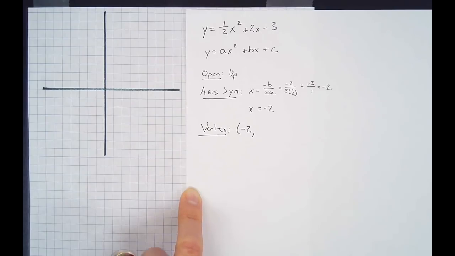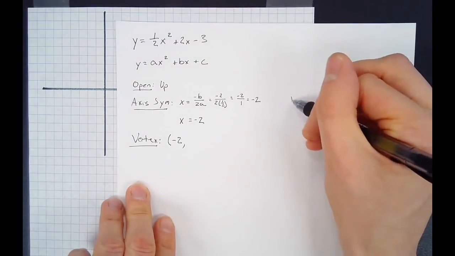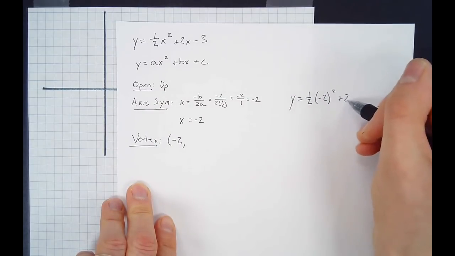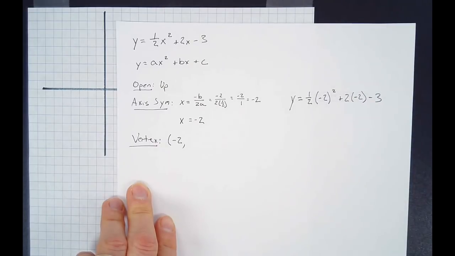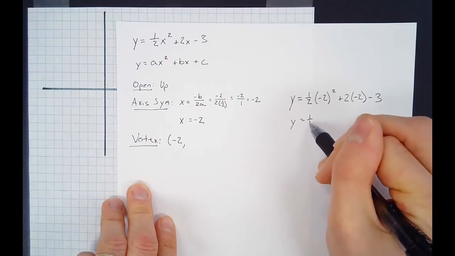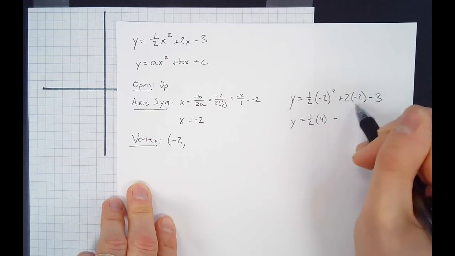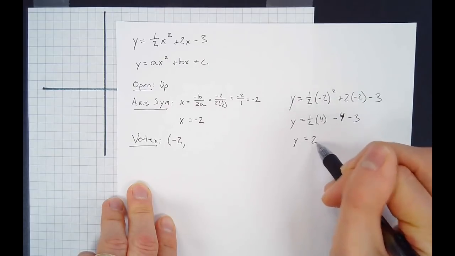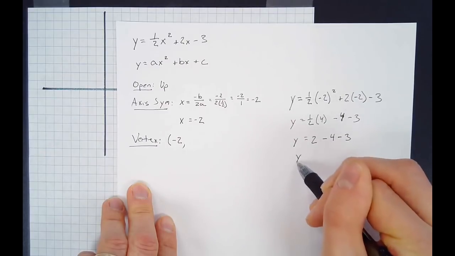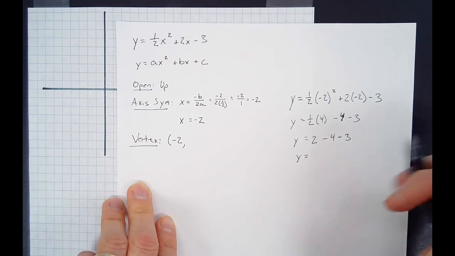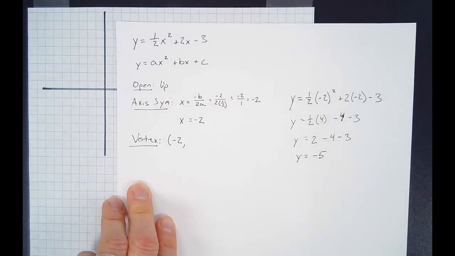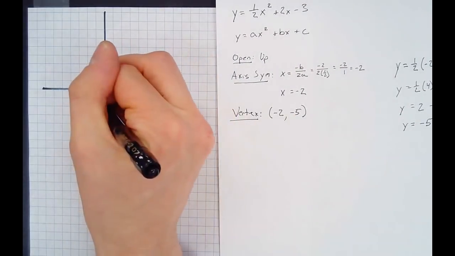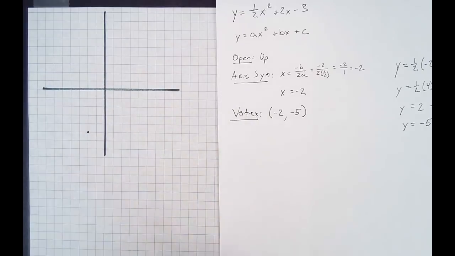So I just have to do a little algebra to figure out what the y value of the vertex is. I can simply do that by taking the x value of negative 2 and plugging it into my original equation. I'll follow my order of operations. So exponents first. I'll multiply that out. 1/2 times 4 is 2. Minus 4 minus 3. When I simplify all of that math, I get negative 5 as my answer. So my vertex is at the coordinate pair negative 2, negative 5. So I can plot that. Negative 2, 1, 2, 3, 4, 5, negative 5.